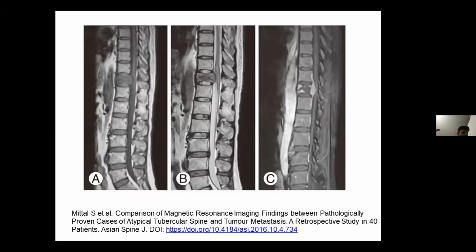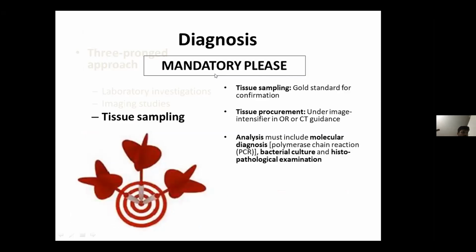This is an imaging of a metastatic lesion. You can typically see only the vertebral body involvement, the disc space maintained, and there is a characteristic posterior bulging of the vertebral body.